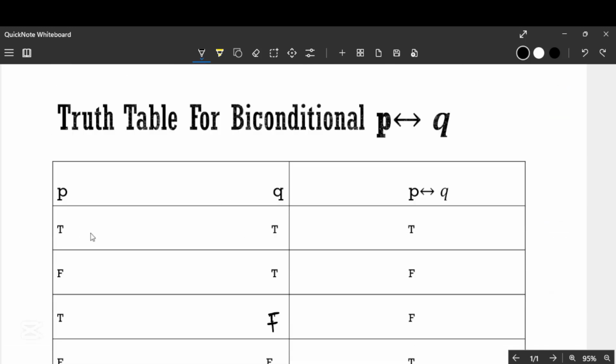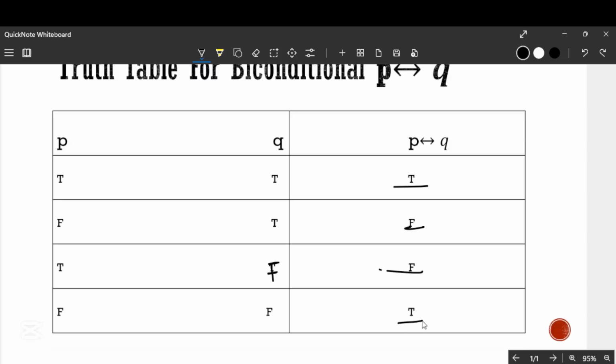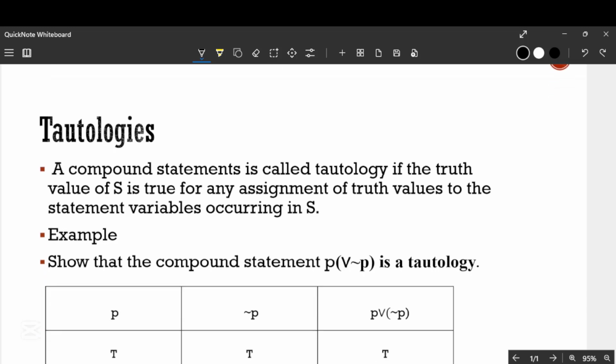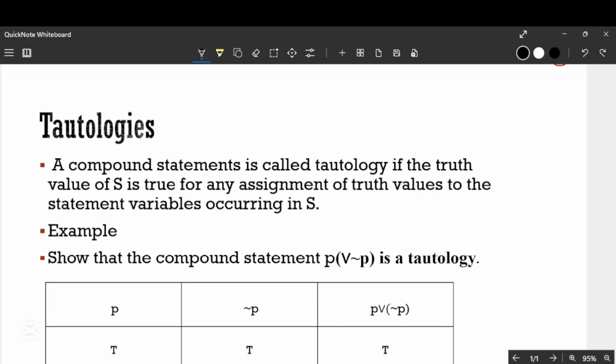Now let's look at the truth table for biconditional. True, true is true, equivalency. False, true, false. True, false, false. False, false, true, because of equivalency. And let's move to another interesting and funny one, tautology. A compound statement S is called a tautology if the truth value of S is true for any assignment of truth values to the statement variables occurring in S.